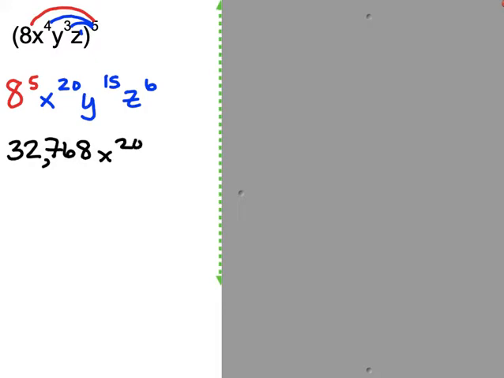5 times 4. 5 times 4 is 20. 5 times 3. 5 times 3 is 15. 1z times 5 is z to the 6th. Now all I do is get rid of the number in the front. So I use my exponent table or my calculator and look and see what 8 to the 5th is, which is 32,768. And I am done.